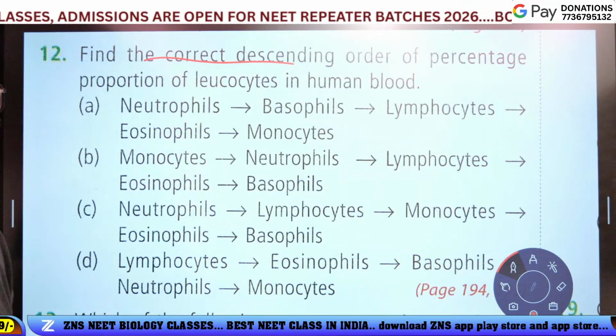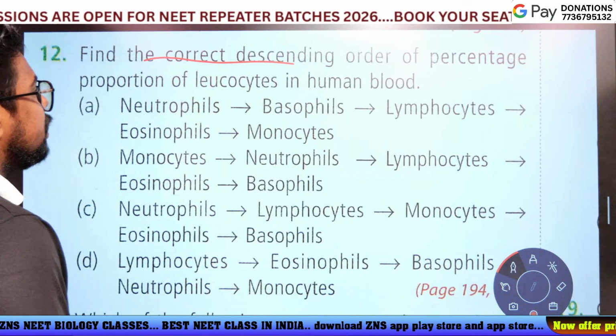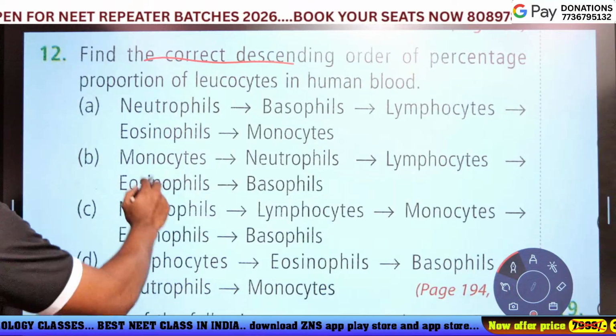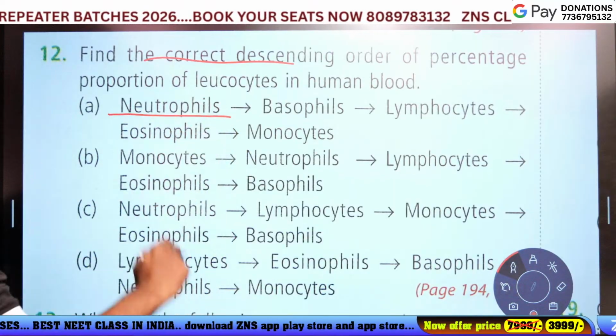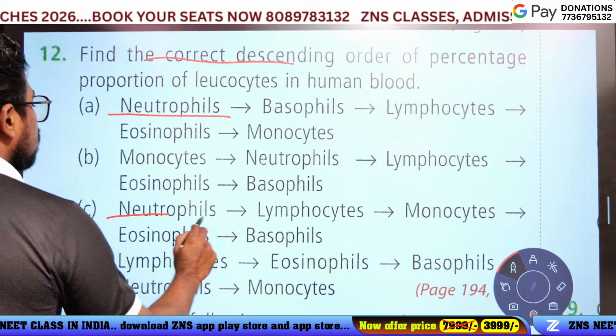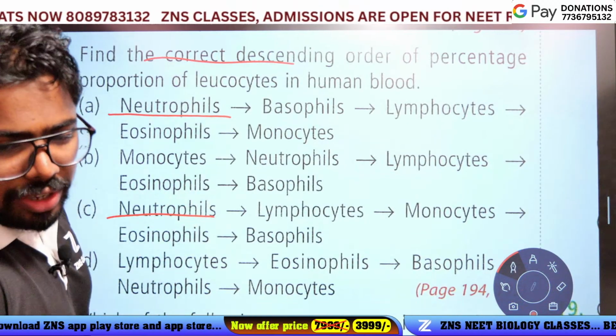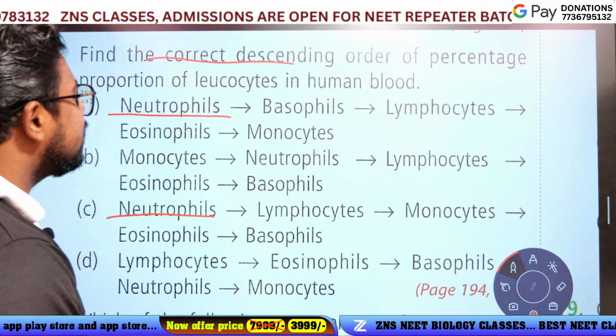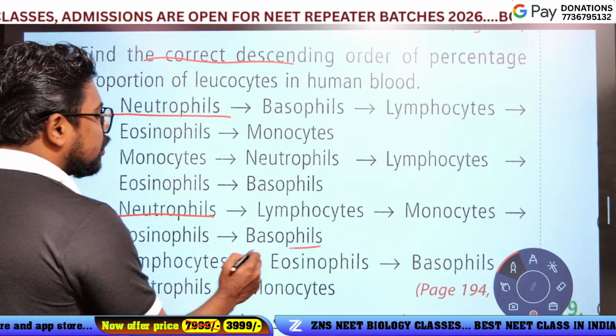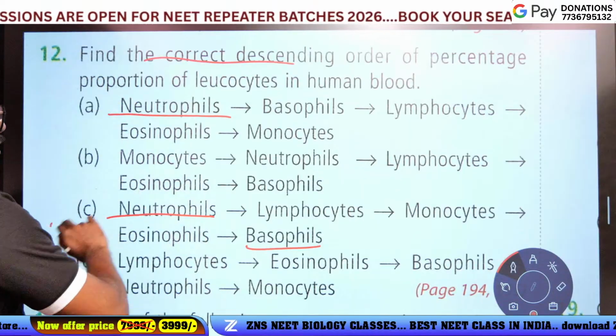Okay, descending order. Which is the most abundant WBC? Neutrophils are the most abundant. Basophil is the least abundant. Who is the basophil? It is the least abundant. Okay, this is a quick answer.